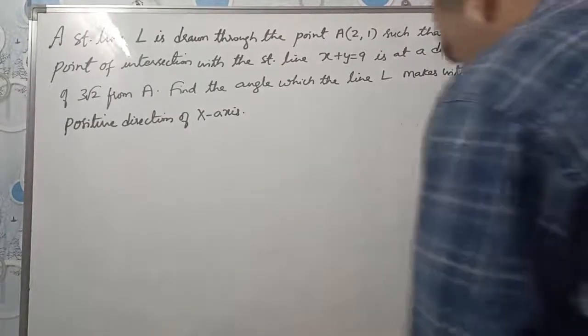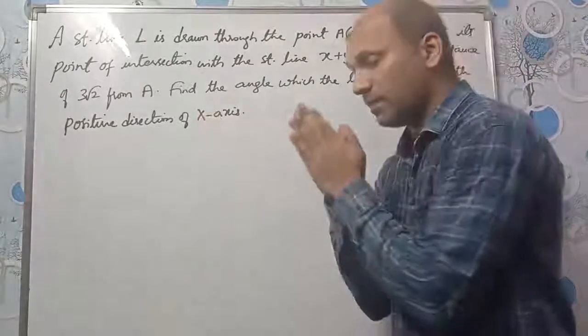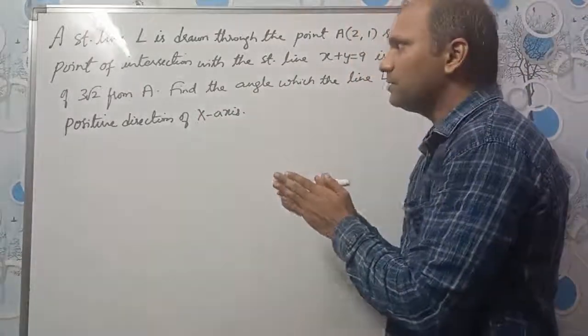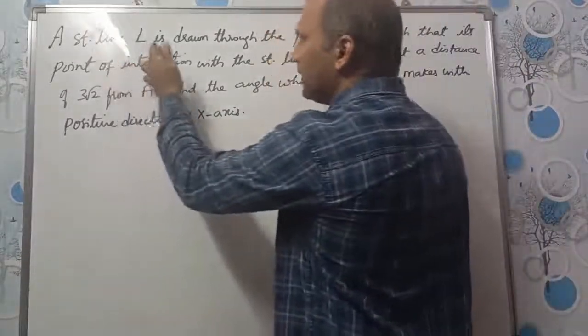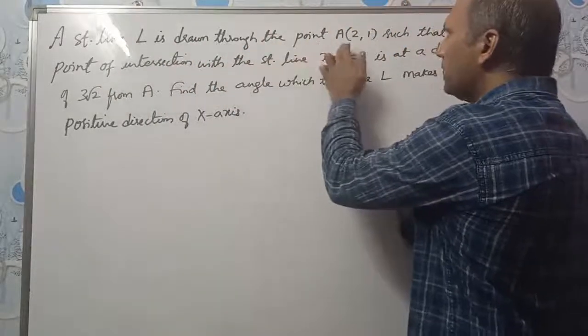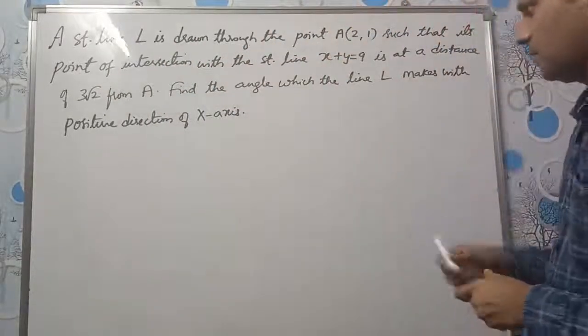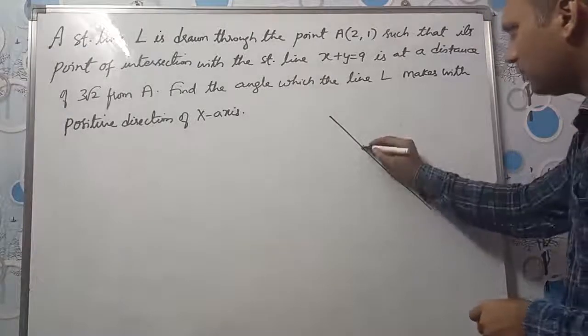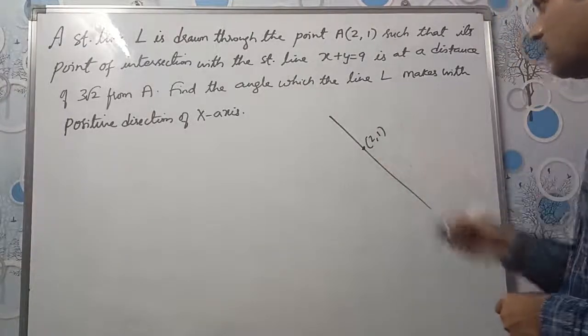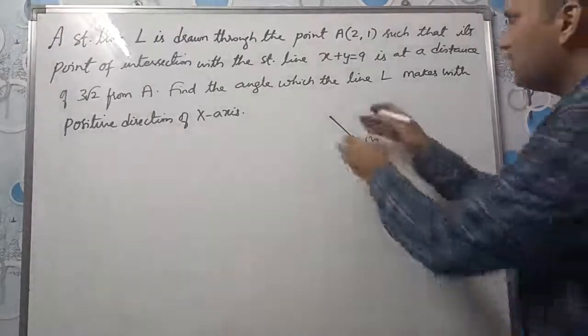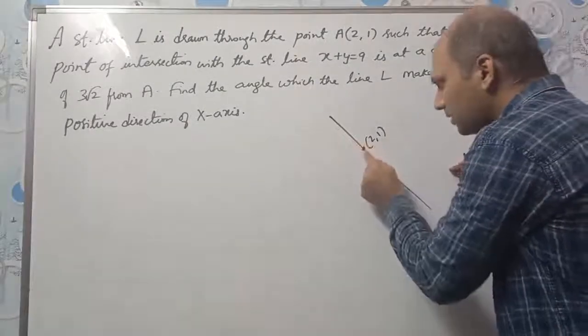This is the final problem, the last problem in this video. What is the question? A straight line L is drawn through the point A (2, 1). Let us say we have a point (2, 1), and we have a straight line. A straight line is drawn through this point.